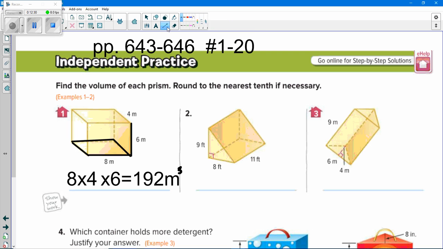When you do triangular ones, find the triangle first, get the area of the triangle first. This one would be 9 times 8, take half, then multiply it by 11, and you're all set.